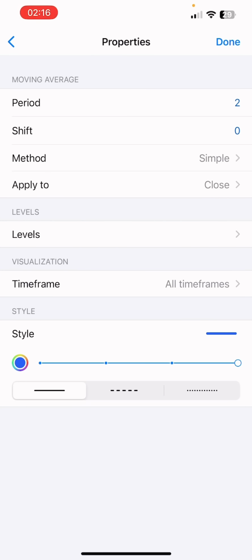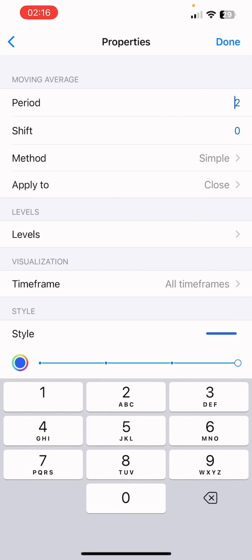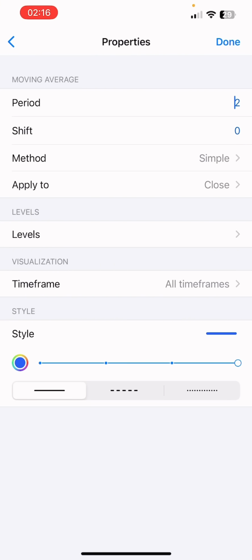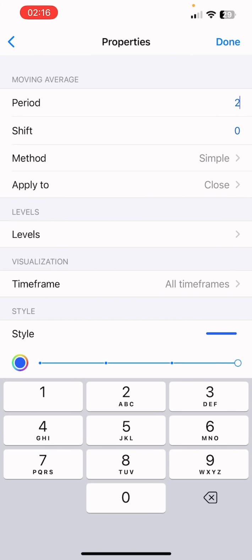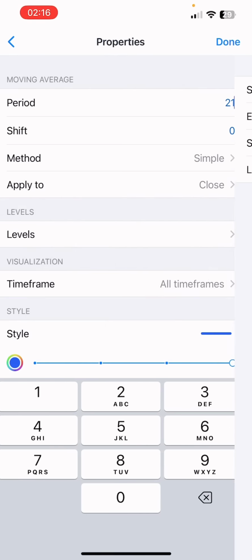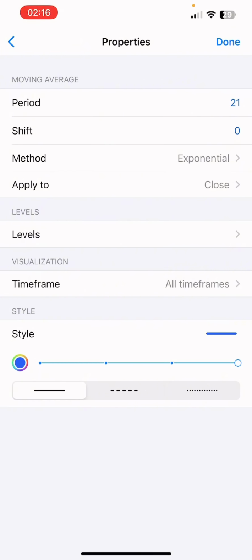Now let's go slowly, so I'll show you how to customize this. For the period, ensure you put 21. The shift is going to be 0. The method, change it to exponential. Then apply to, you put close. Then the levels, you just leave all of this as it is.